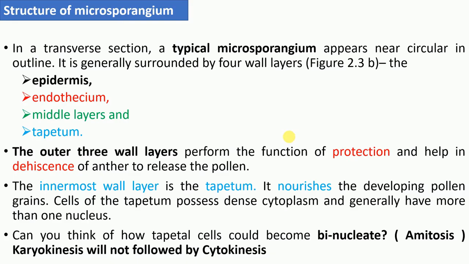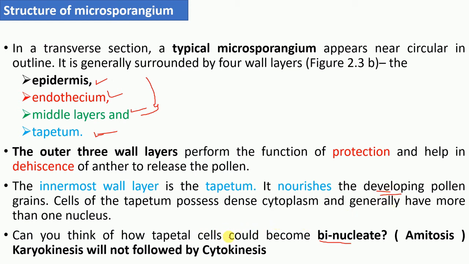So there are four layers as I discussed, and the outer three layers have only one function, protection, right? And the tapetum has a function: it provides nourishment, or we can say nutrition, to the developing pollen grain. And this tapetum cell has two nuclei, or we can say it is binucleated, right? So why is it binucleated? Because it has one job, that it will provide nourishment or nutrition to the developing pollen grain. And if it has two nuclei, it can provide more nutrition, or more nourishment, to the developing pollen grain.